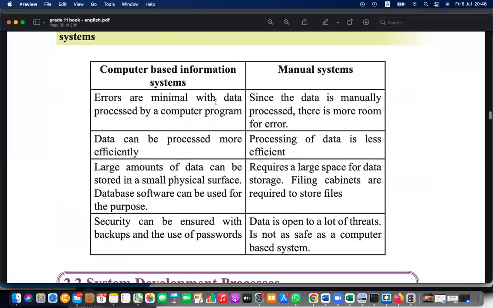Okay, then what are the differences? Mainly accuracy, minimum errors. Efficiency, fast, that is another thing. The manual systems are slow, but electronic systems are fast. And they can handle a relatively very large amount of data. It can be stored in a very small space.